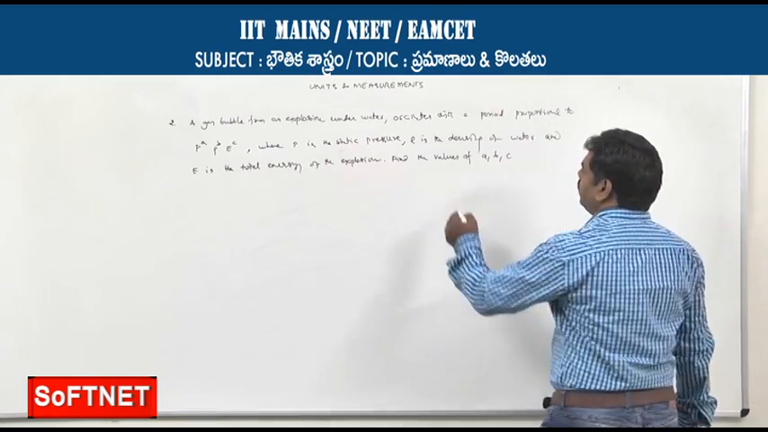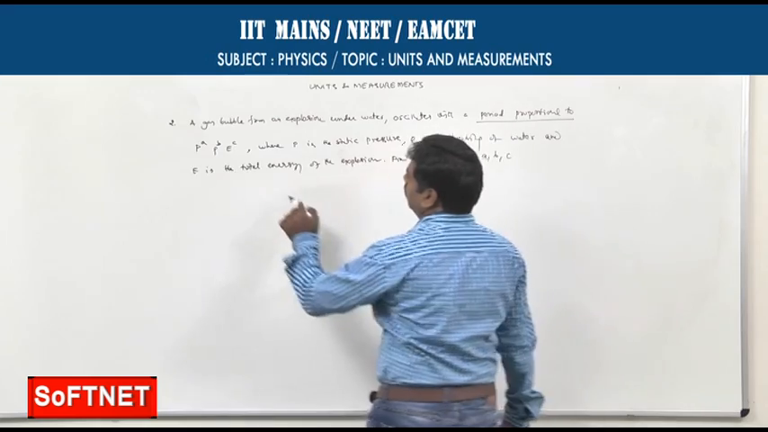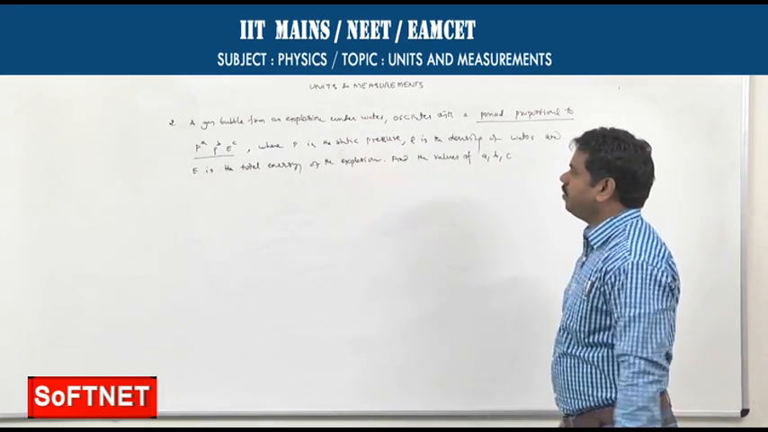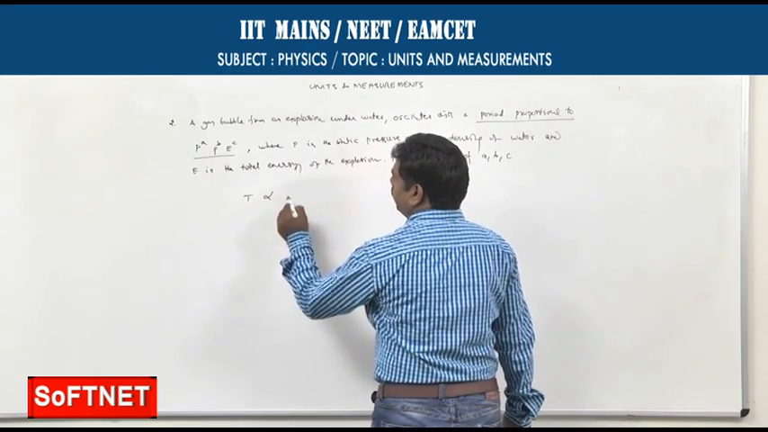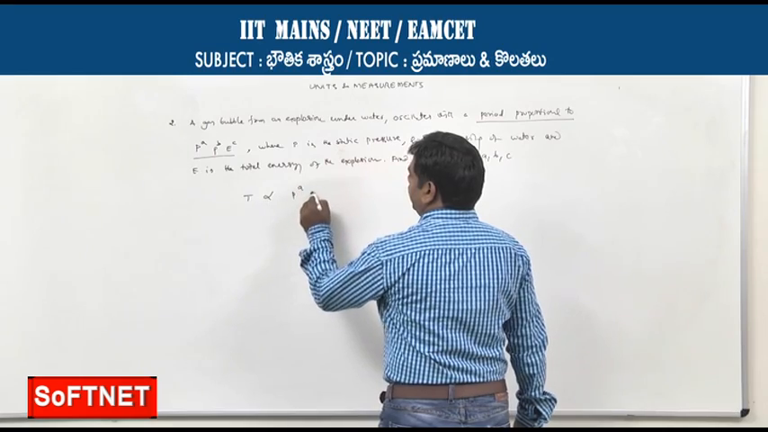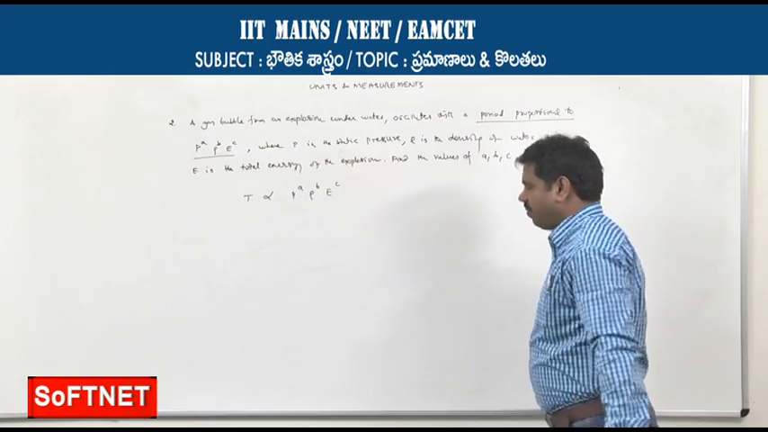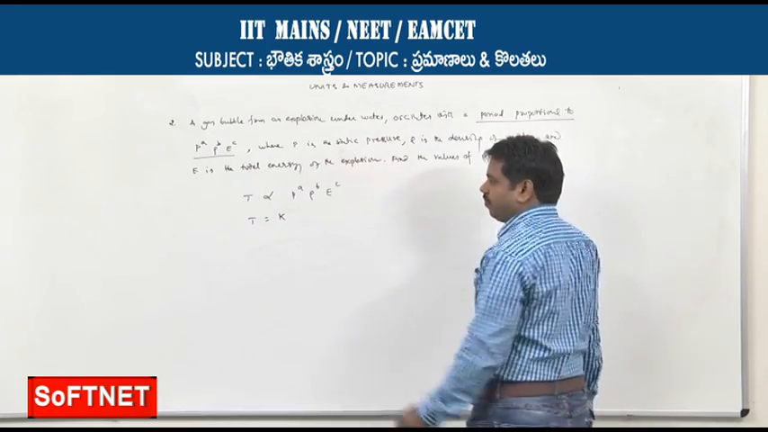And according to this problem, the period of this bubble is going to be proportional to what? P power a, rho power b and E power c. So the time period is proportional to P power a, rho power b, E power c. Now when you remove the proportionality, you will get a constant, say k.